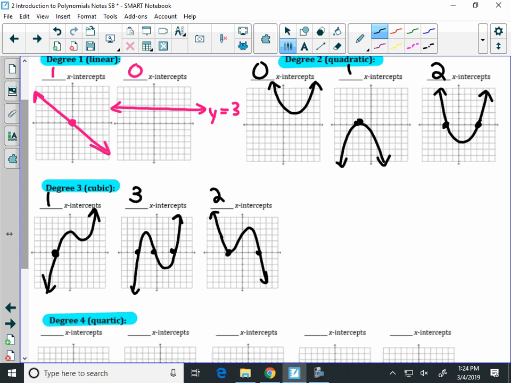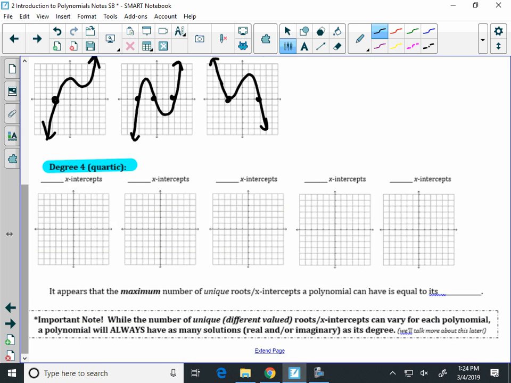Alright, last one. We're almost done. Degree 4. How many X-intercepts could degree 4 have? Can you have 5 X-intercepts for 4? I don't think that one will work. 4. Okay, we can have 4. So think about your M or your W graph, right? You could come down, and back through, and back down, and up. If I made a big W here, that is 4 X-intercepts.